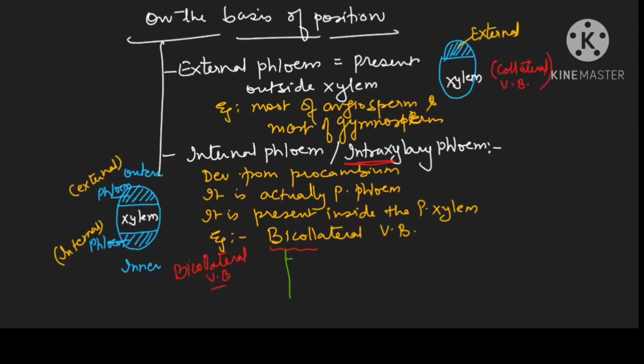The families are Solanaceae, Cucurbitaceae, Convolvulaceae, Apocynaceae, and Asclepiadaceae.